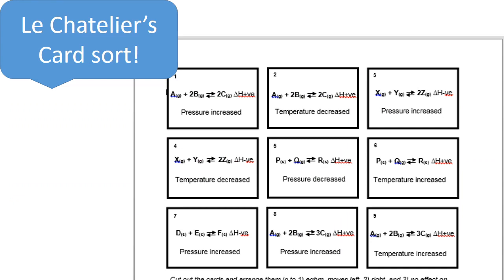First thing I'd like you to do, we've got 9 cards here. I would like you to sort them out into 3 columns. One where the equilibrium shifts to the left, one where it shifts to the right, and a central column where it will make no difference. Pause the video, have a go at these before progressing.